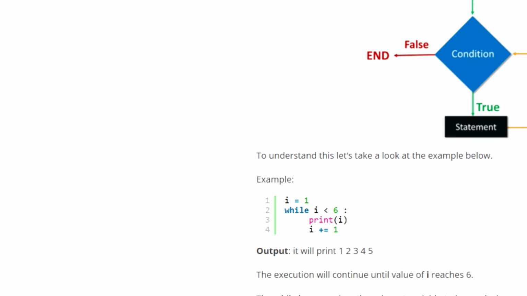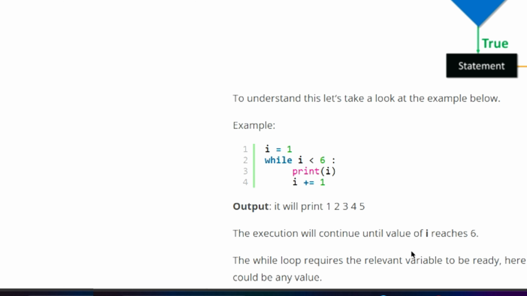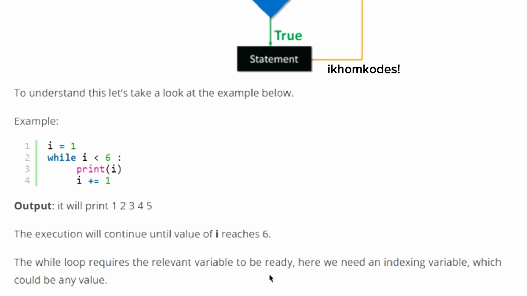To understand this, let's consider this example. i is equal to 1, while i is less than 6, print i, and increment i by 1. So it will print 1 to 5, right? Since i is less than 6, it will print 1 to 5. The execution will continue until the value of i reaches 6. The while loop requires the relevant variable to be ready. Here we need an indexing variable, which could be any value.